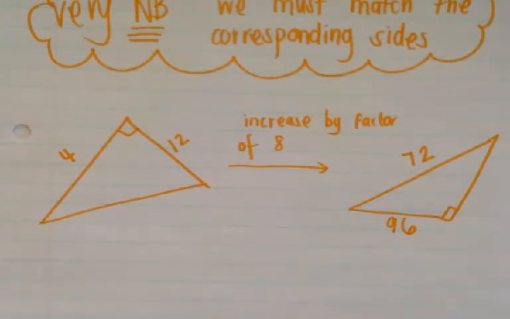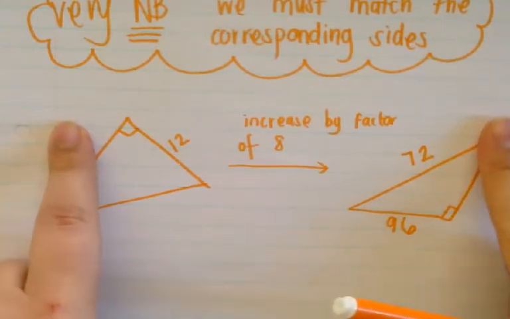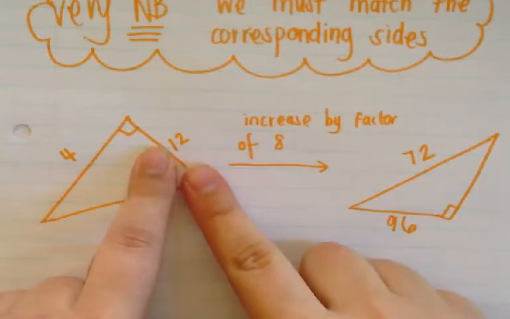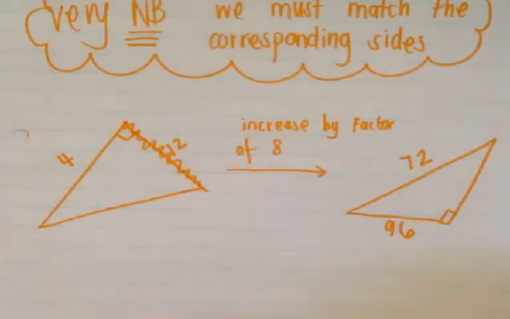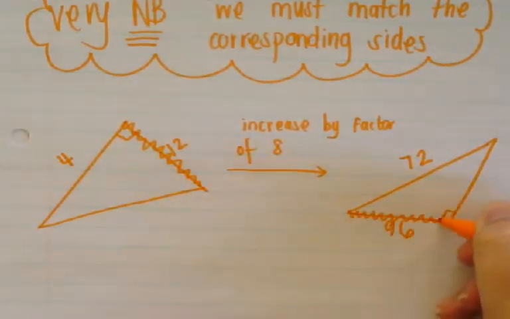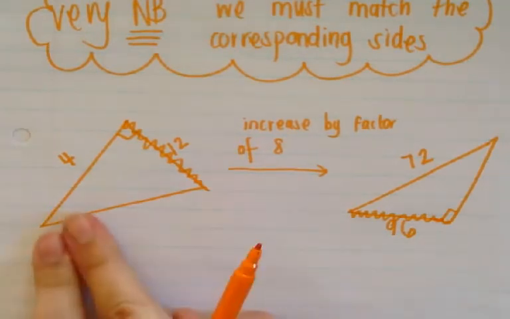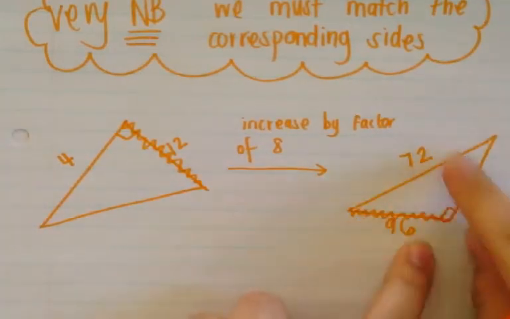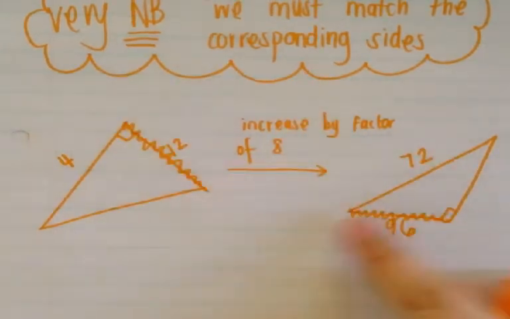So we know that we are multiplying by 8 if we go from this side to that side. We also need to match the sides. So 12 times 8 is equal to, pardon? 96. So this side here, I'm going to do with a squiggle, is matching with this 96 there. Okay? The skew line opposite my 90 degree must also be the skew line opposite my 90 degree. Thank you. Okay, squiggle line 12, 96.